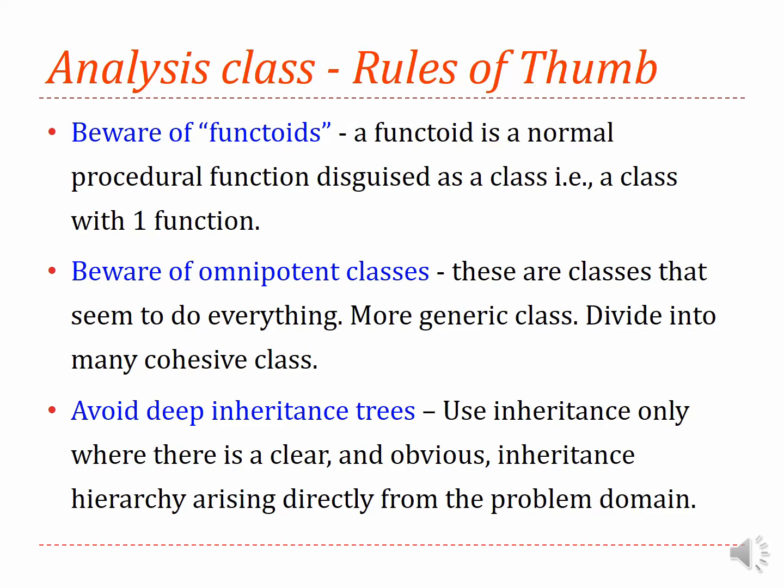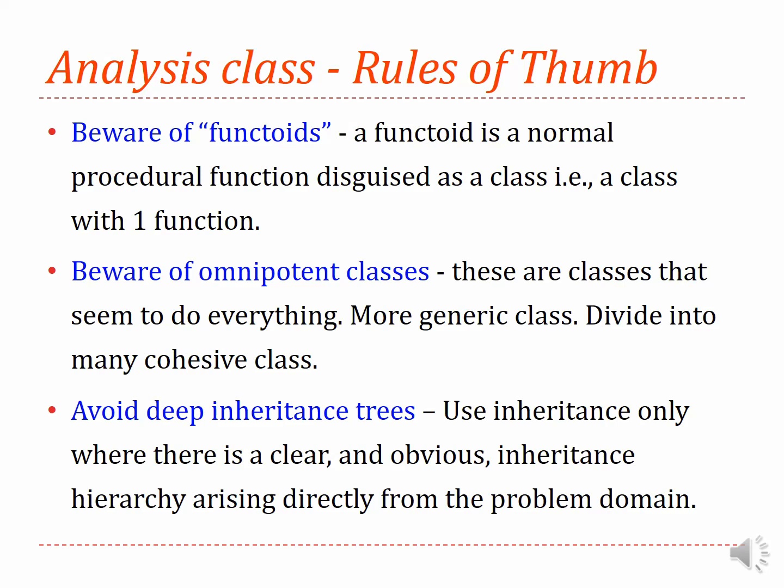The second one is to reduce omnipotent classes. That is, one particular class having all the functionalities like login, calculations, issues, delivery, everything in a single class, is very difficult to manage. That class is called a God class. It tries to perform every task in the system. So that may be divided into many cohesive classes, which will be very helpful for further analysis.